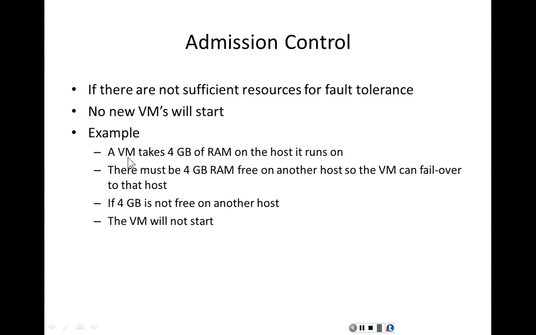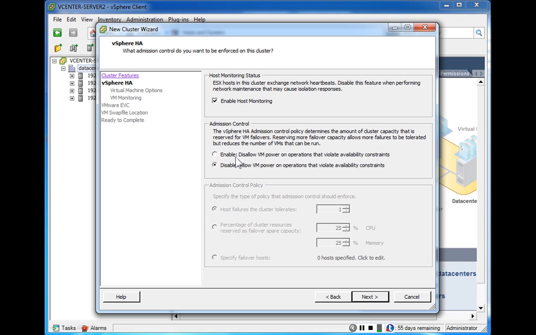Here's the example. A virtual machine takes 4 gig of RAM on the host that it runs on. And therefore there must be 4 gig of free RAM on another ESXi host to provide failover if necessary. If there's not 4 gig of free RAM on another host, then that virtual machine will not start. This is admission control. So we do want to enable admission control. I will click on Enable Admission Control.